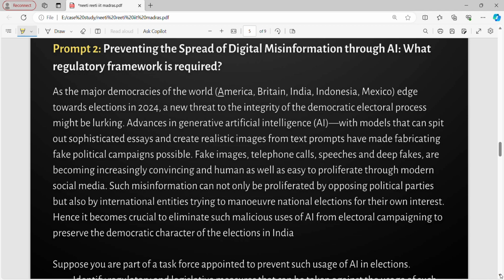Such misinformation can not only be proliferated by opposing political parties, but also by international entities trying to maneuver national elections for their own interest. Hence, it becomes crucial to eliminate such malicious uses of AI from electoral campaigning to preserve the democratic character of the elections in India.